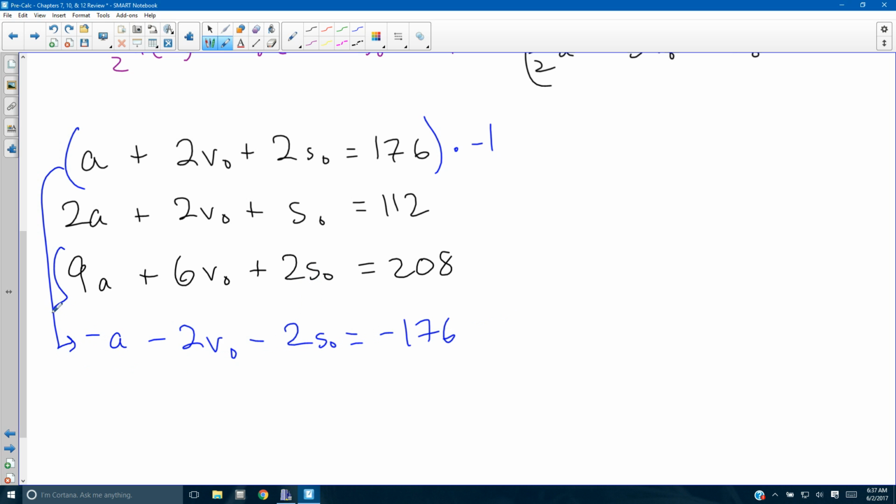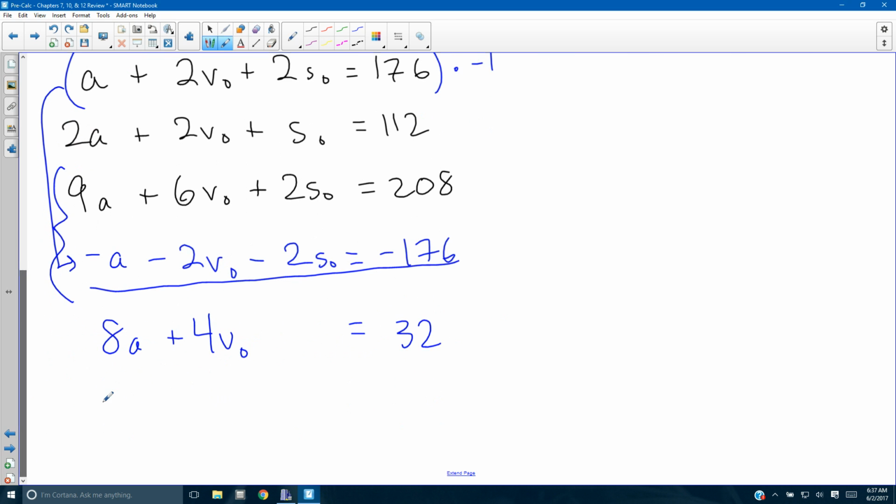These two equations here, I'm going to add down the lists, and I'll get 9a minus a is 8a, 6v naught minus 2v naught is 4v naught. These guys cancel right here, and this will equal 32. These can all divide by 4 and reduce, so that's also 2a plus v naught equals 8. I have a nice simplified equation there with just two variables.